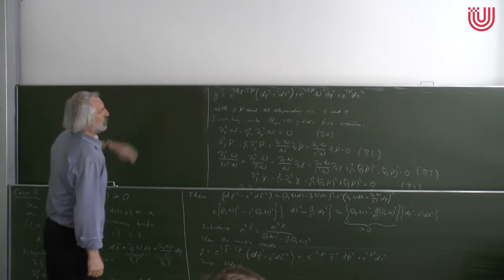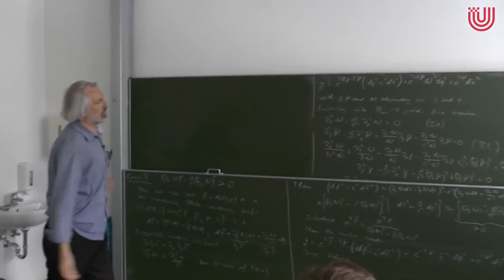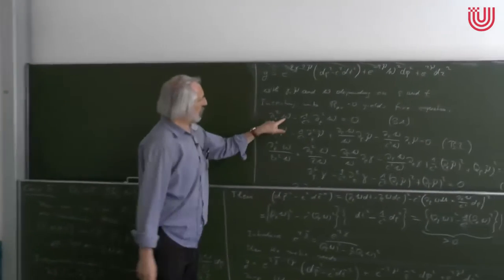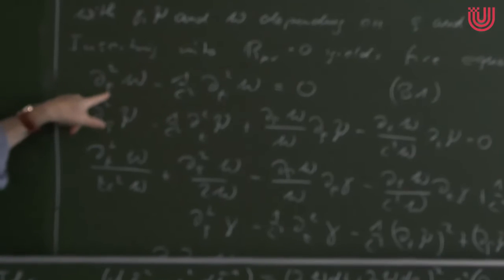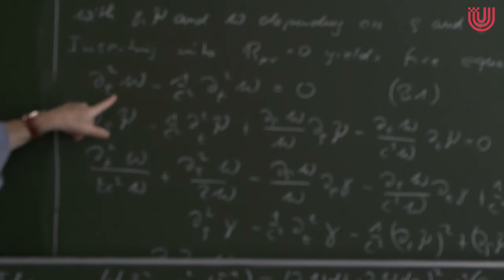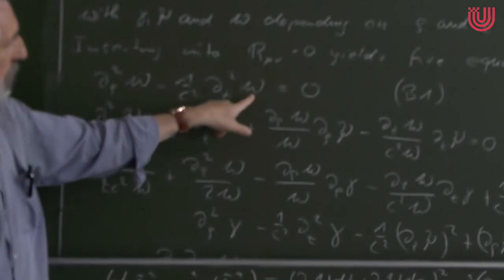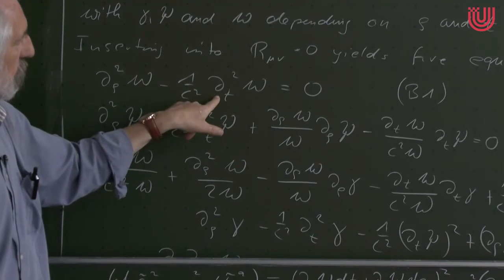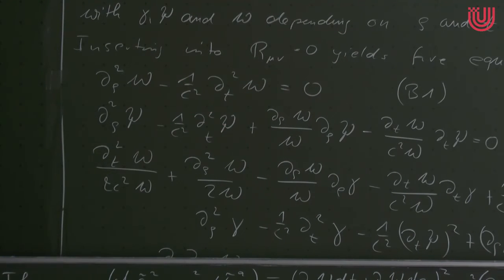So let's begin with B1. You see, B1 is identically satisfied. If W is rho, then the first derivative gives a 1, and the second derivative gives a 0. And because W is independent of T now, this is also 0. So B1 is identically satisfied. We can forget about it. So we have only 4 equations.